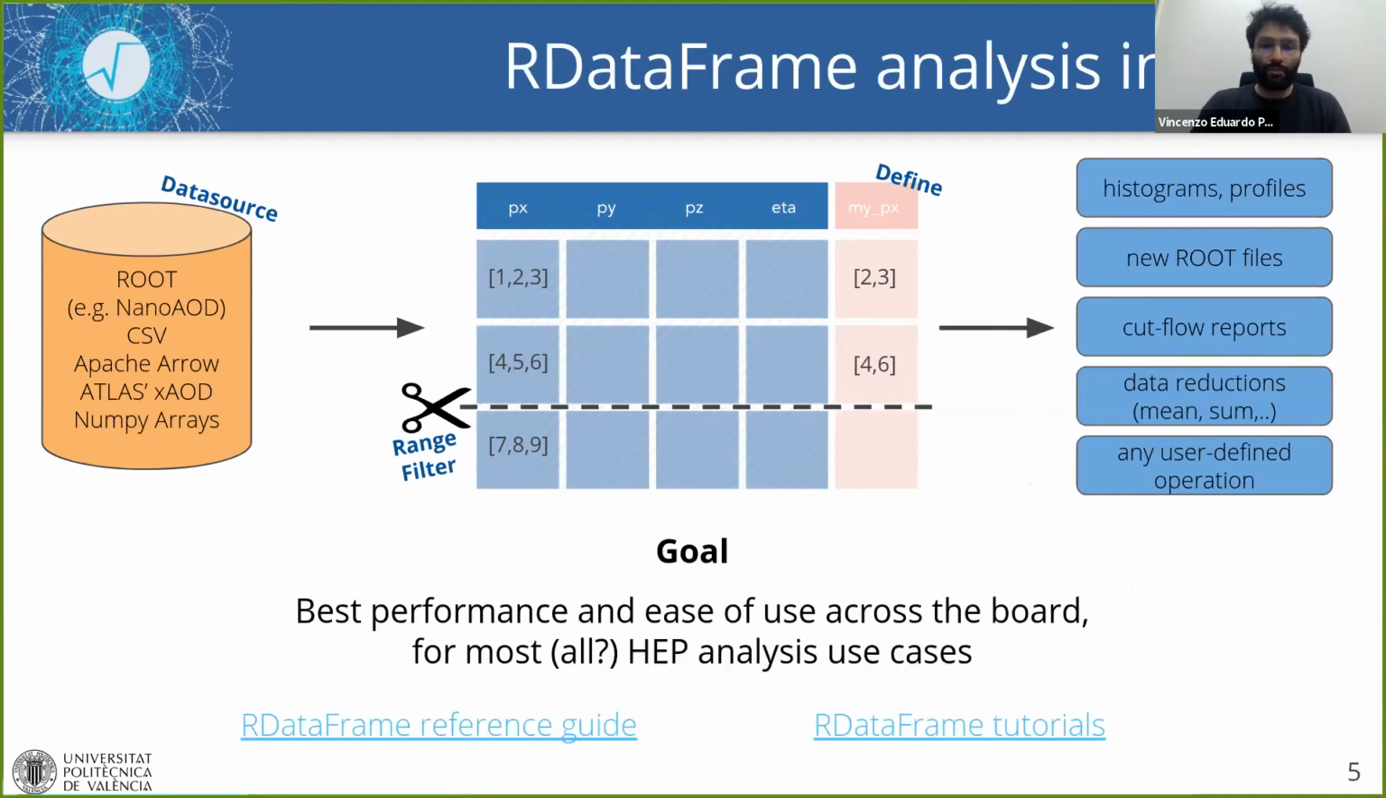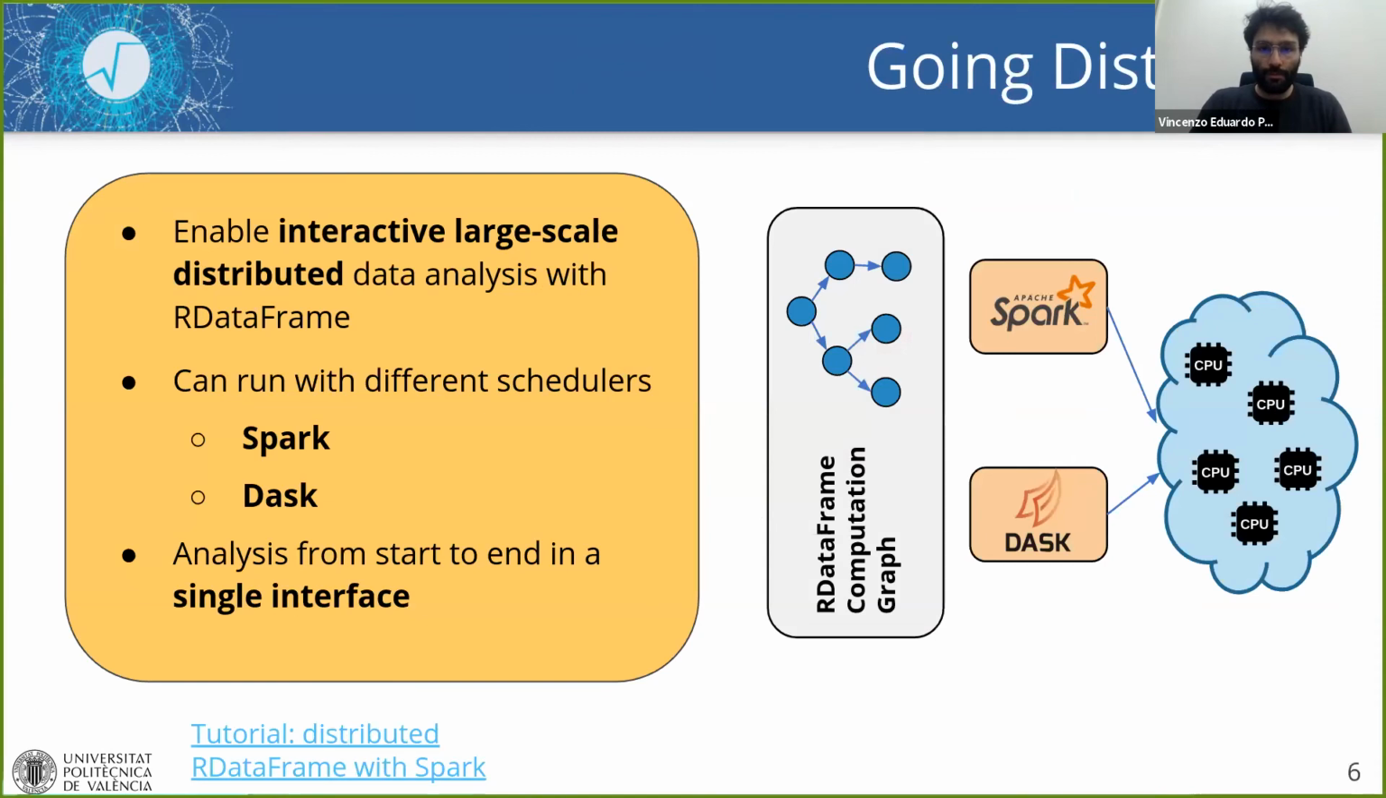The idea with RDataFrame is to have a single entry point that can fit most high energy physics use cases, and at the same time provide the best performance possible. To that end, very recently, we introduced a distributed module that takes the RDataFrame computation graph and distributes that to a set of computing resources. Now, we are trying to make this as agnostic as possible with respect to the backend scheduler used for the distribution of the computations.